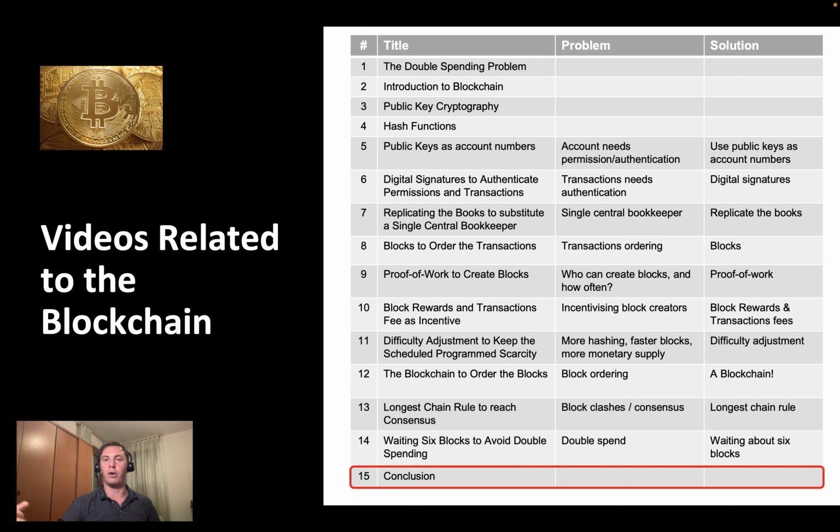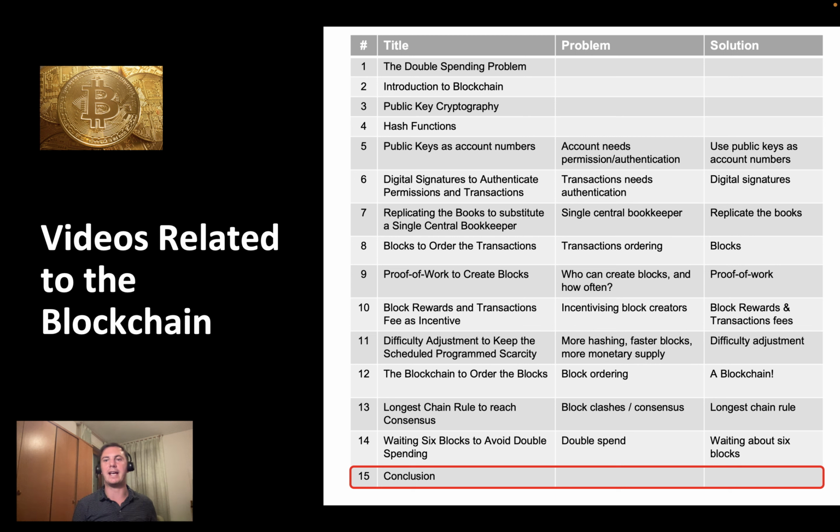Then we introduced the blockchain, highlighting that it was not coming from nowhere, but there was already a long history behind. Then we introduced two technologies, public key cryptography and hash functions, that are useful in order to understand the blockchain. Then we had 10 videos that represent each step to move from a centralized system to a decentralized system. The first problem is that in a centralized system there are accounts, and these accounts need permission and authentication. The solution used by Satoshi Nakamoto uses public key cryptography.